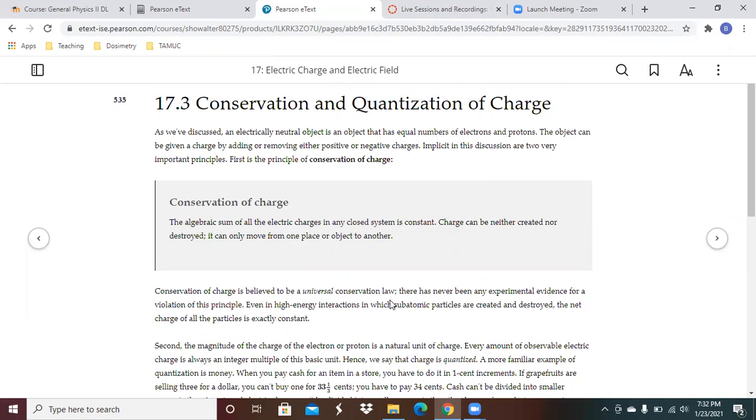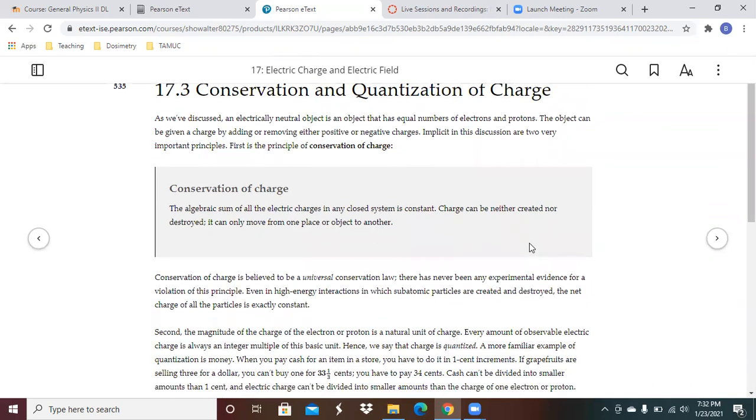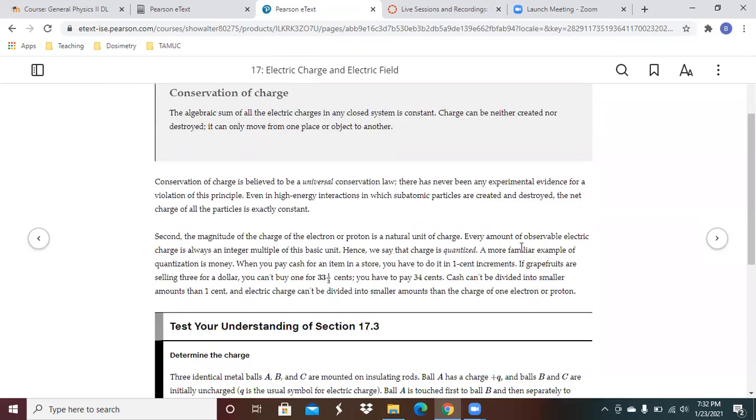Implicit in this discussion are two very important principles. First is the principle of conservation of charge. The algebraic sum of all of the electric charges in any closed system is constant. Charge can be neither created nor destroyed. It can only move from one place to the next. We believe this to be universal. There's never been any experimental evidence for a violation of that principle.